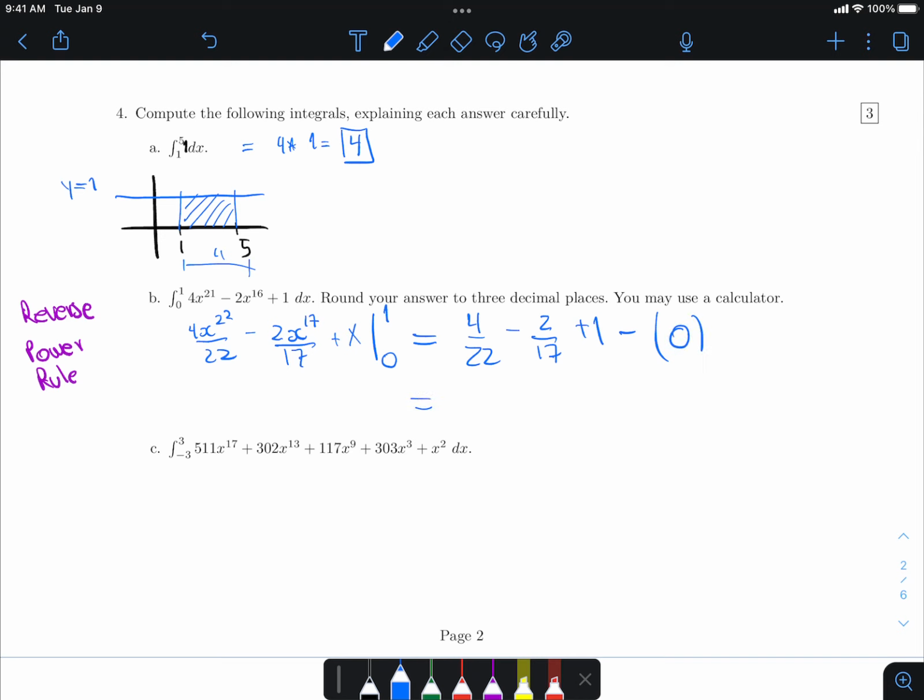So my answer, I should use a calculator to figure out what that is. And since the question is asking for me to round this to 3 decimal places, you should be able to figure it out pretty easily.